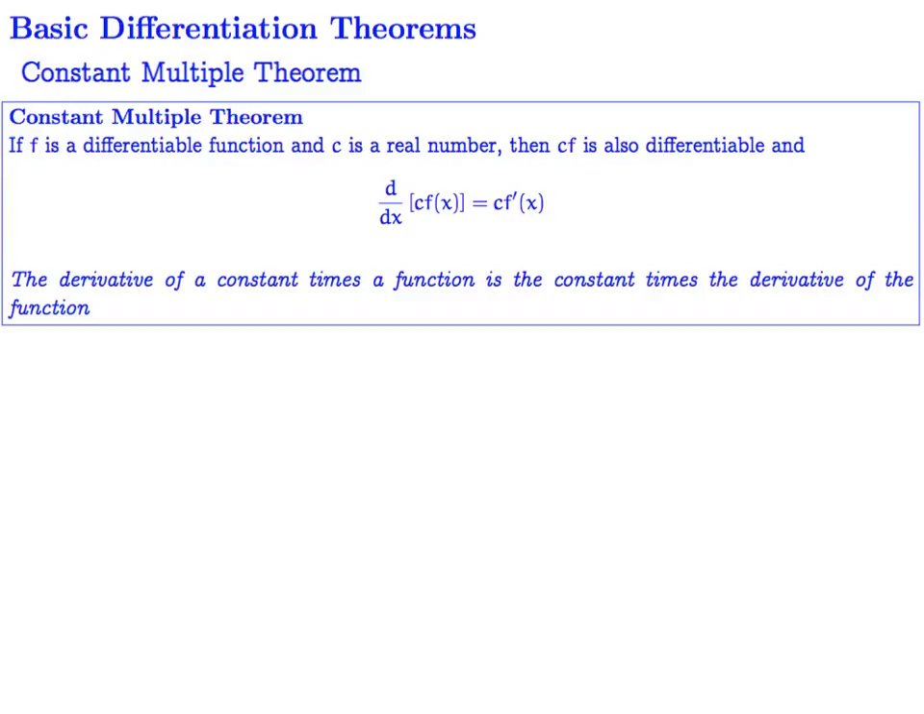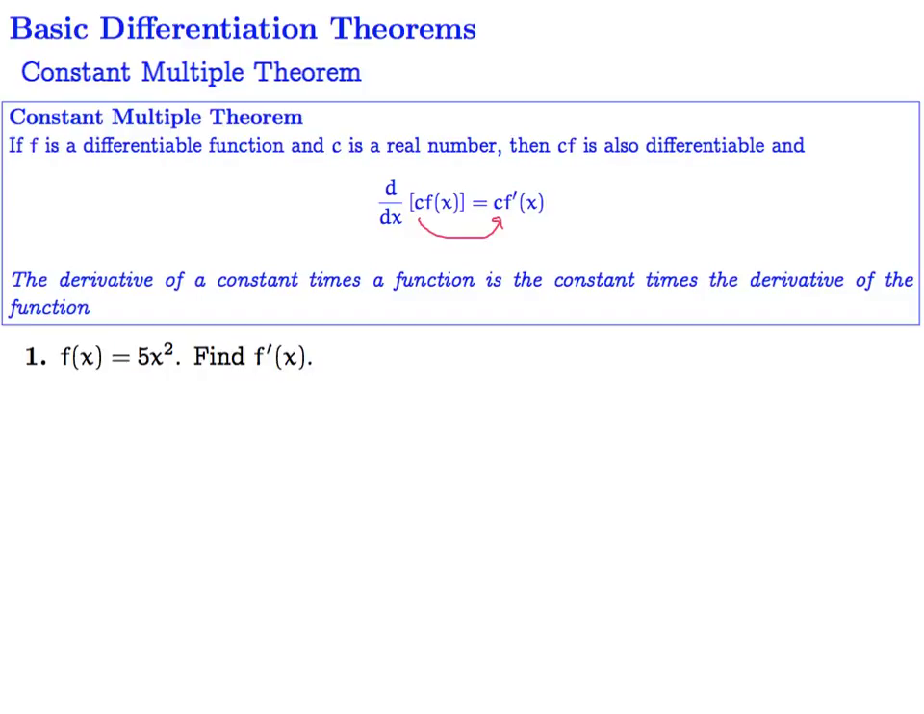Now this is really abstract. I don't know what my function f is, but basically what I can do is take this constant and pull it out of the derivative function. So the way you want to remember this is that the derivative of a constant times a function is that constant times the derivative of the function. So let's take a look at how this works with some examples.